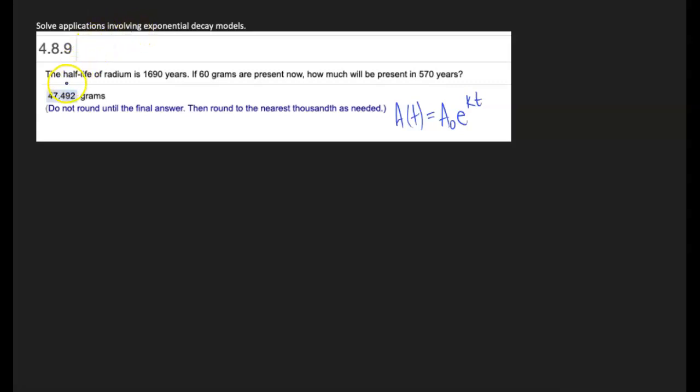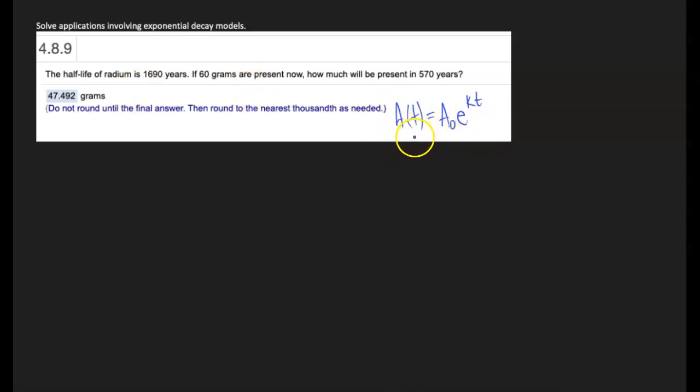In this example, we are given the half-life of radium, and we are then told another scenario about this same element, radium. So really here, what we have are two parts to this overall question. Now, it is an exponential decay model. We do know that these elements decay in this way.